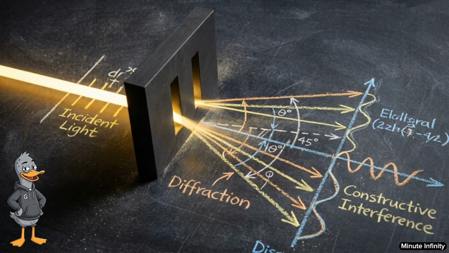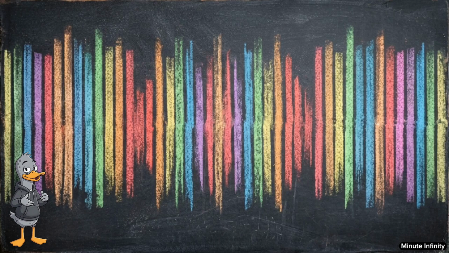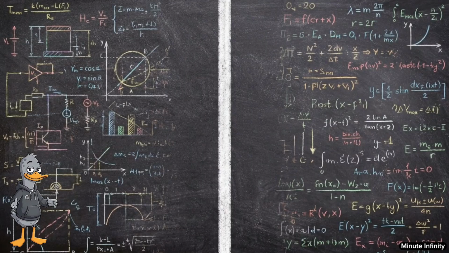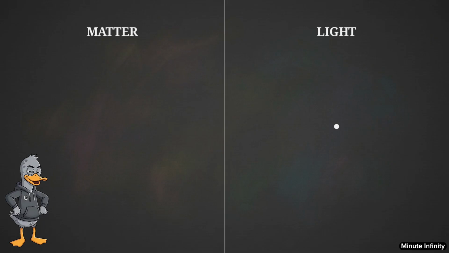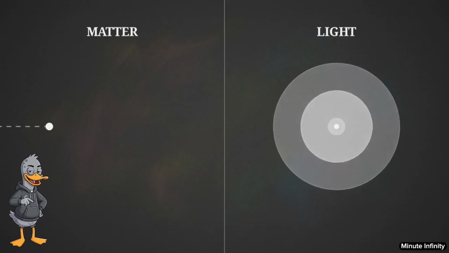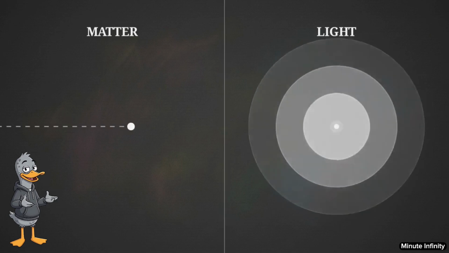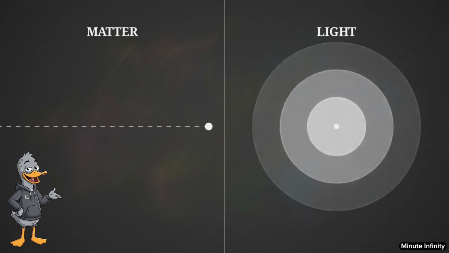In 1801, Thomas Young proved that visible light follows these exact rules. By shining sunlight through two narrow slits, he produced an unmistakable interference pattern of bright and dark bands on the screen behind them. By the 19th century, the physical world seemed to have a clear divide. Solid matter travels in straight, predictable lines, while light travels as continuous, overlapping waves.